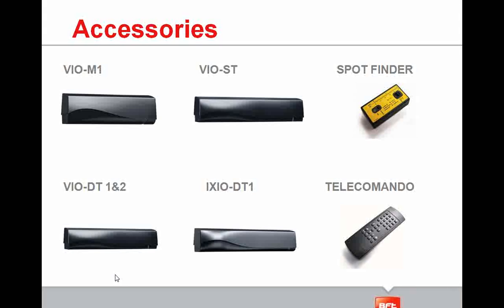Then this is the new kind of radar. For example, VIO M1. VIO M1 is only a radar for opening the door, so it's not for safety. VIO ST is only a safety device, so it's an infrared radar. VIO DT1 and 2 and IXO DT1 present both: the microwave to open the door and the infrared for the safety.